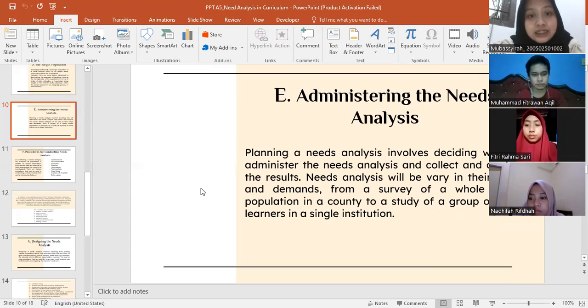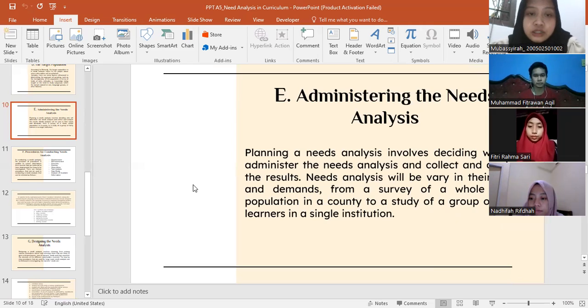Planning a needs analysis involves deciding who will administer the needs analysis and collect and analyze the results. Needs analyses will vary in their scope and demands, from a survey of a whole school population in a country to a study of a group of 30 learners in a single institution.